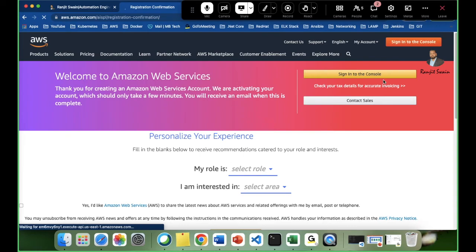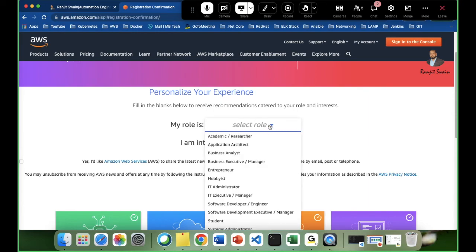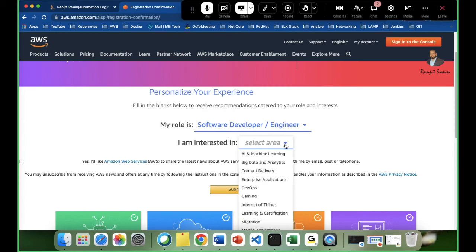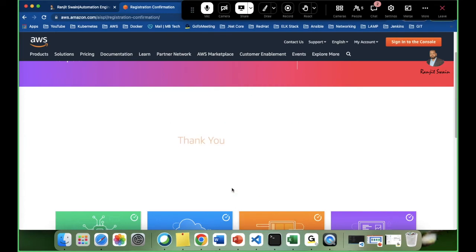Got it. So now, let's go ahead. My role, you can say either student or software developer engineer, or I am interested in DevOps. Submit. Thank you. Now let's sign in to your console.